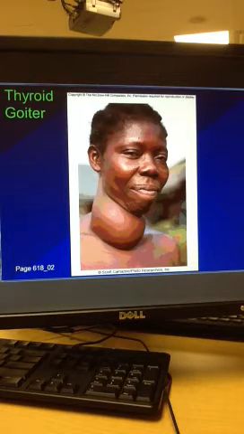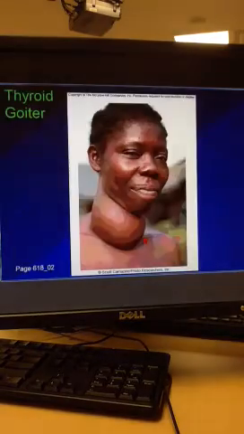But in Africa, in many of the third world countries in the world, you still see people walking around with thyroid goiter. What happens is that the thyroglobulin is produced uncontrollably and will lead to this condition. As far as I know, it is not reversible.